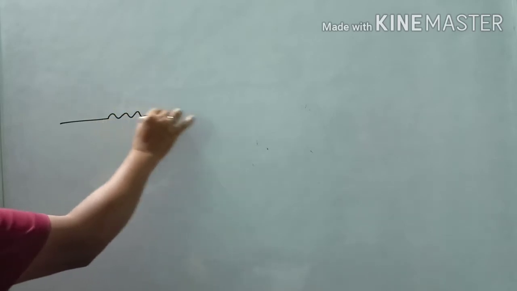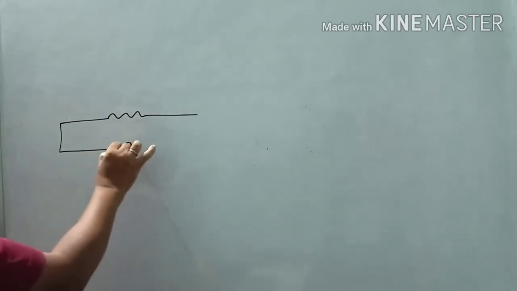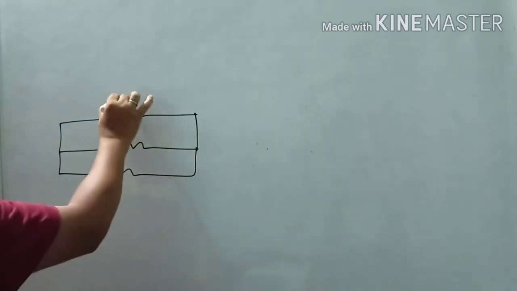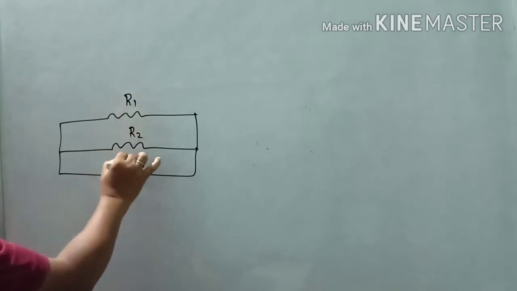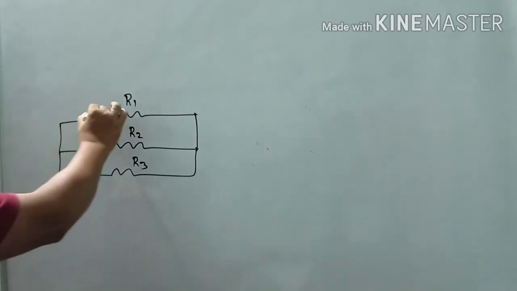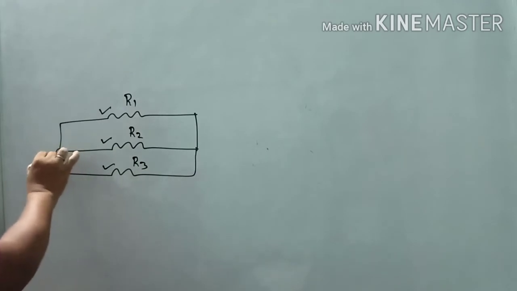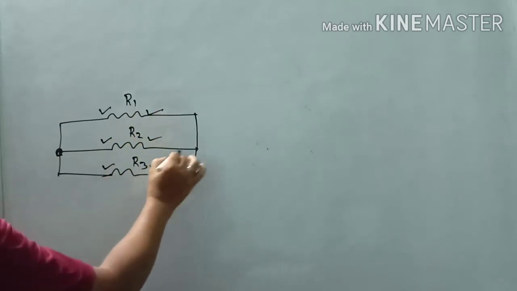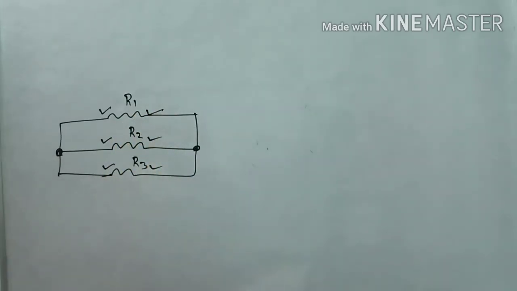So if resistors are connected like this, these are the three resistances connected like this. They are connected in parallel. So what does it mean? If this end are connected together, this end are also connected together, then the resistors are connected in parallel.